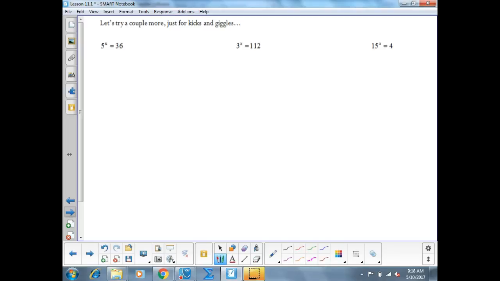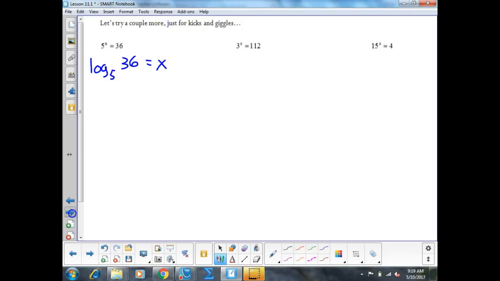If I have 5 to the x equals 36, what is the logarithmic form of that equation? We should have that memorized by now. What is the logarithmic form of this exponential equation? Log base 5 of 36 equals x. So I need to figure out what log base 5 of 36 is.